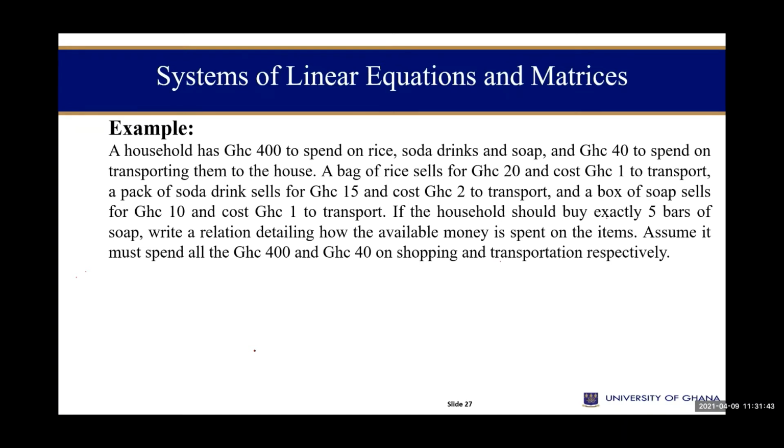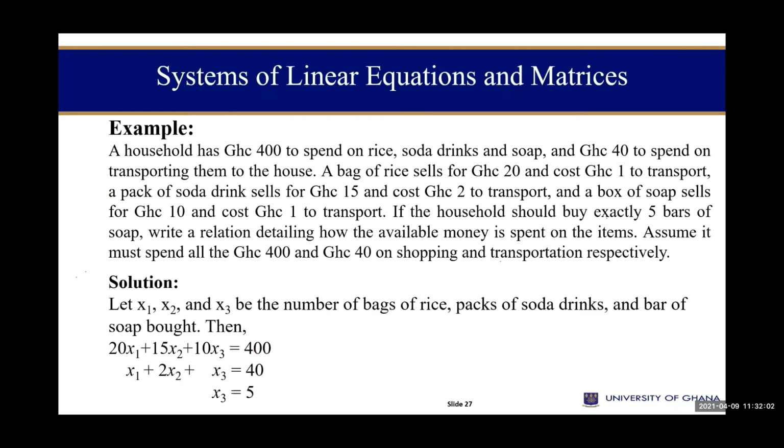X1 will be what? Not rice. X1 will be what? Quantity of rice. So that drinks and soap. The quantity of rice or the number of rice to buy. X2 will be the number of soda drinks to buy. That's what I said you should do, my friends. Okay. That is okay. What I have here is the number, quantity of units of decision variable. Then you can see the example.